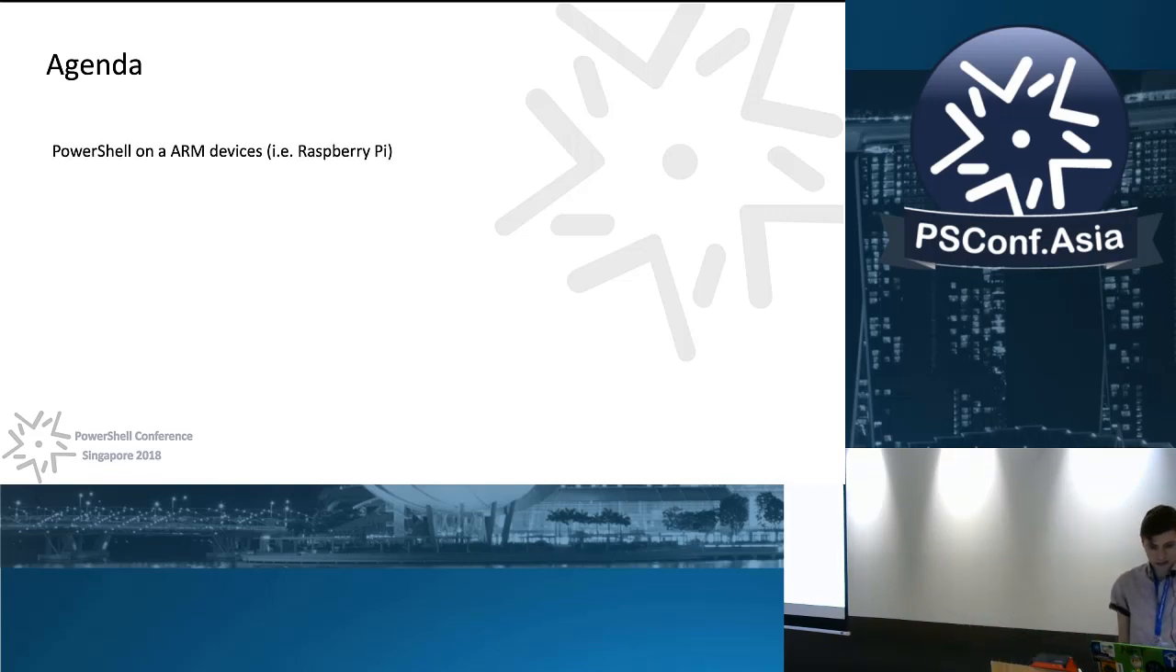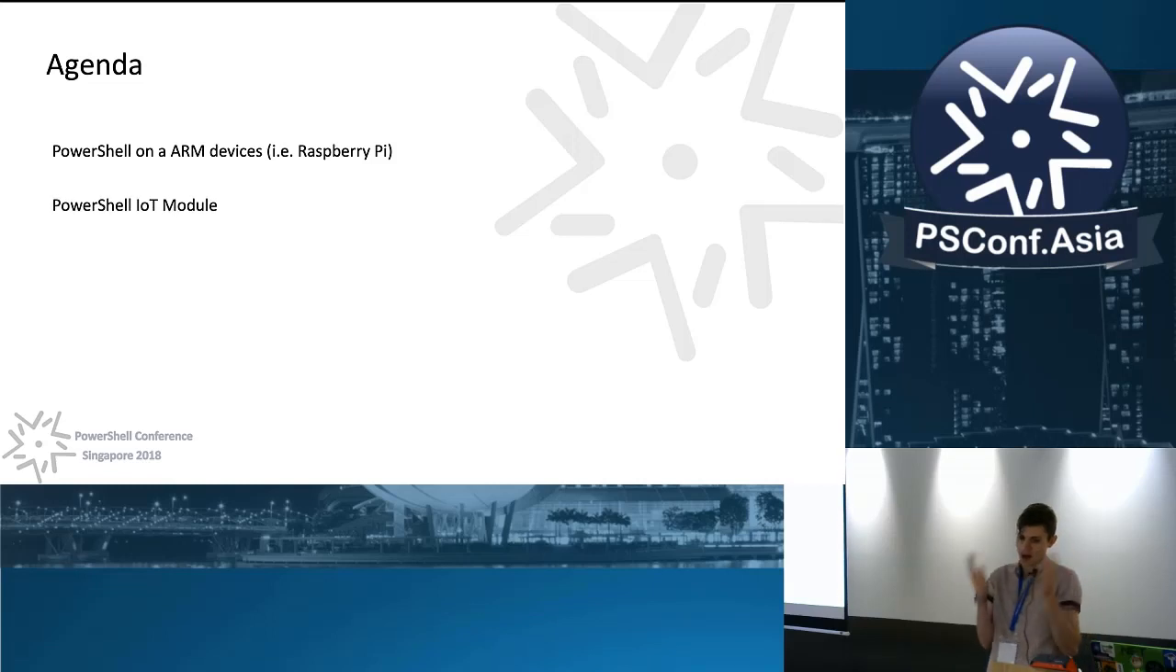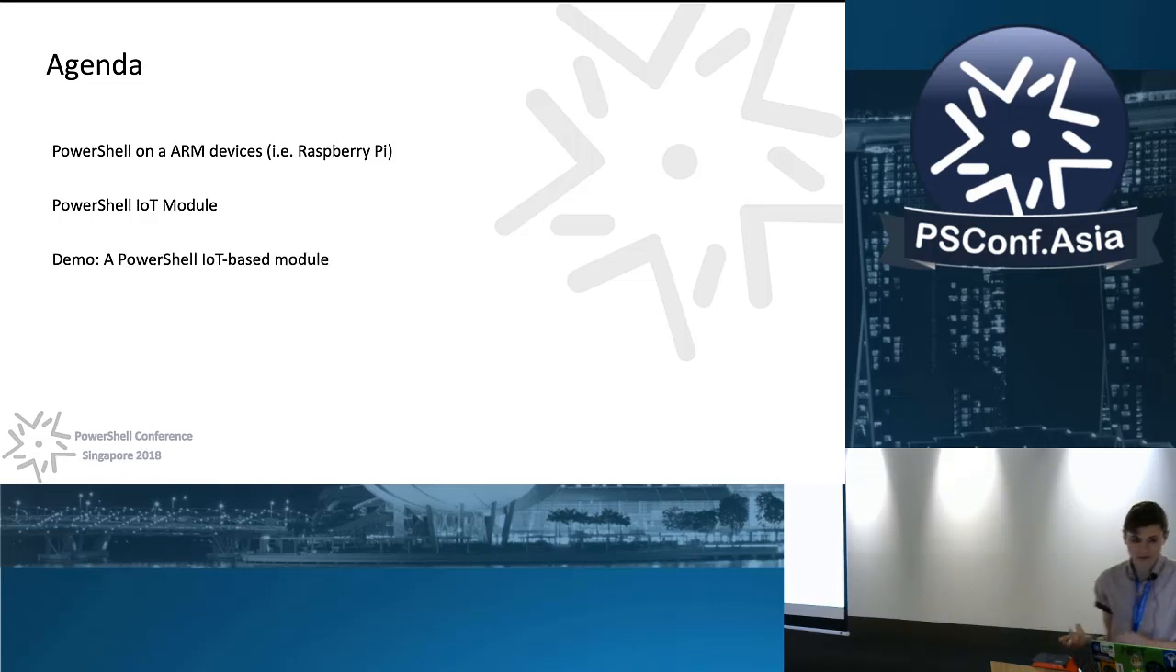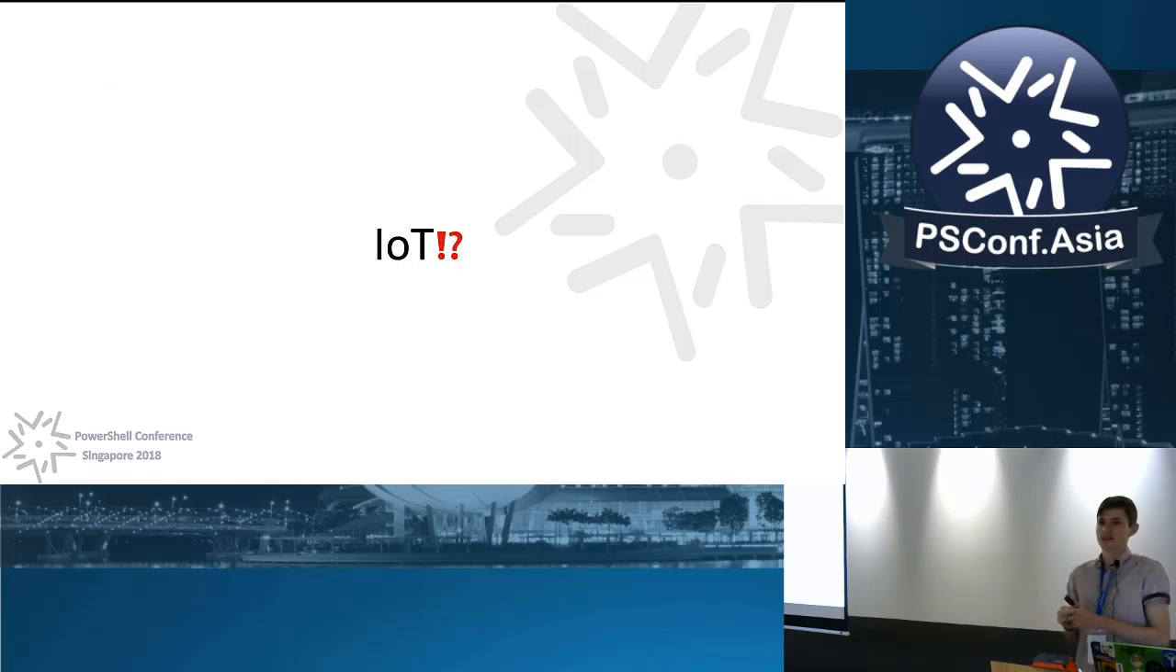So the agenda for today is to talk about PowerShell on ARM devices. Specifically, we're going to be talking about Raspberry Pis, which are the things I have up here. And then we'll dive into the PowerShell IoT module that controls all of these sensors and devices. Then we'll hop into a demo where we'll look at a PowerShell IoT-based module. And then we'll look at some PowerShell IoT modules that are out in the wild.